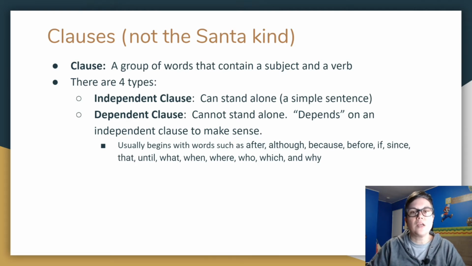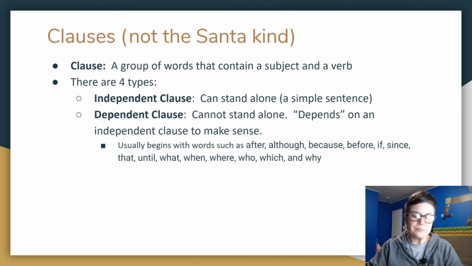A dependent clause cannot stand alone. If you hear it, you're left asking yourself, well, what's going on, or what more information do I need? If I say something like, when I walked down the hall, you're like, well, what happened? What happened when you walked down the hall? If I just say I walked down the hall, it's fine. But adding a word like when makes it dependent. I need more information for that group of subjects and verbs to make sense. So dependent clauses cannot stand alone.